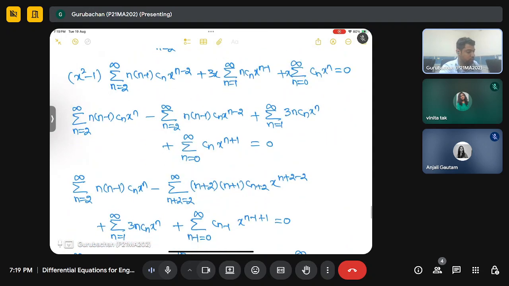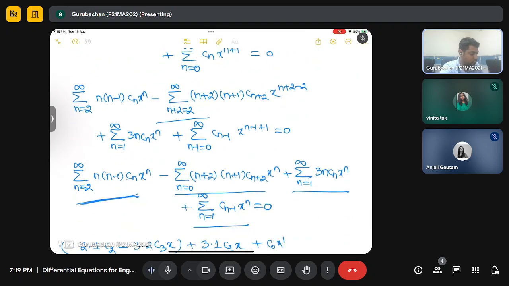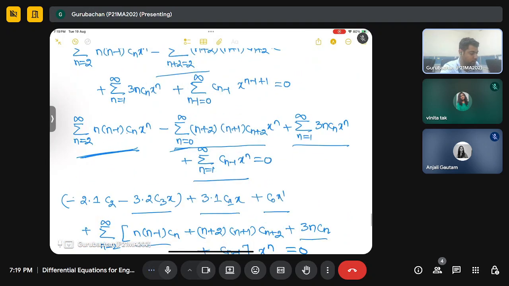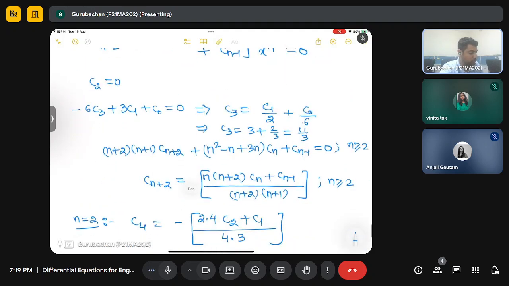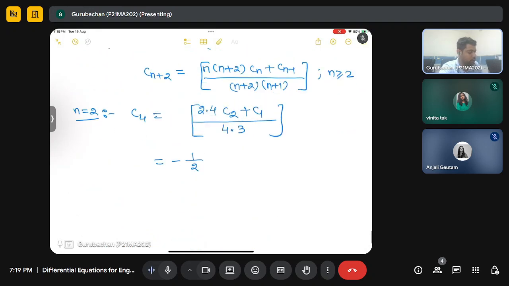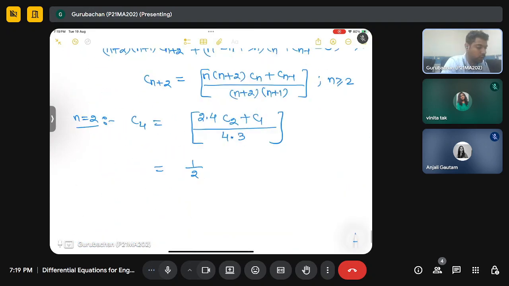X square minus 1, it was with negative sign. It was here also with negative sign. Then again, we made here positive. So this minus will not be here. So from here, you will get Cn plus 2 be the half. Okay. Now n equal to 3.